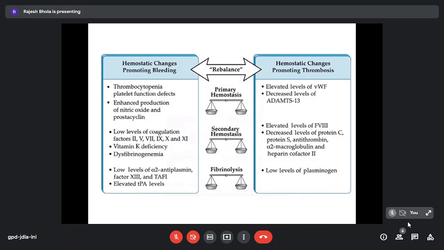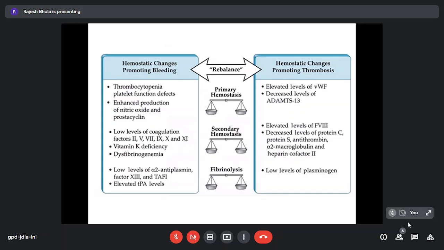To understand medically or scientifically, what is happening, or what is rebalancing it? Suppose the hemostatic changes that promote bleeding, as you know, are thrombocytopenia, platelet functional defect, and enhanced production of nitric oxide and prostacyclin. So they form part of primary hemostasis. How is it rebalanced? It is rebalanced by elevated levels of von Willebrand factor and decreased level of ADAMTS13, which actually degrades the von Willebrand factor.